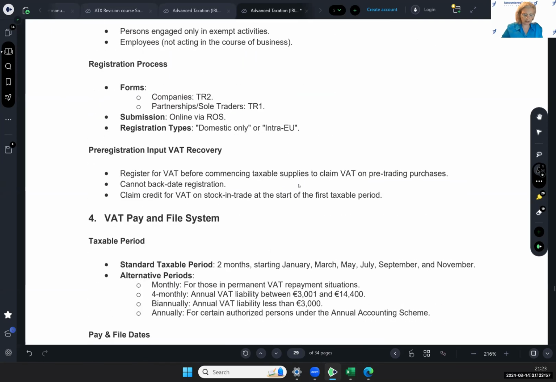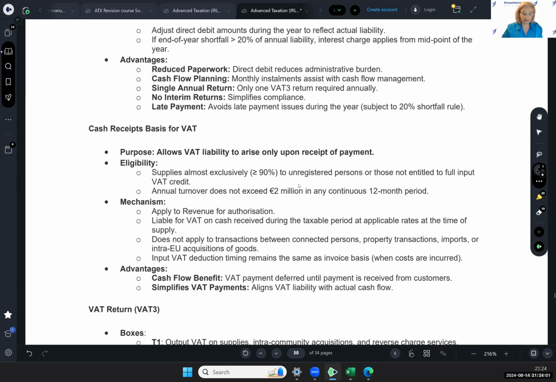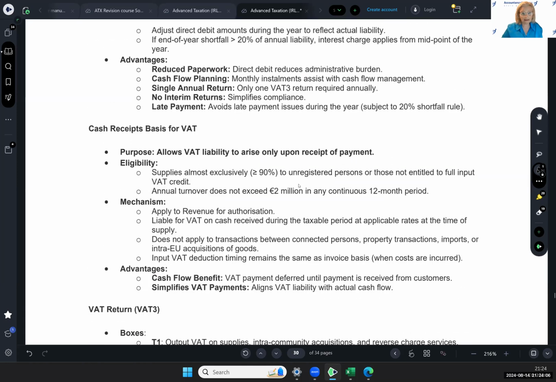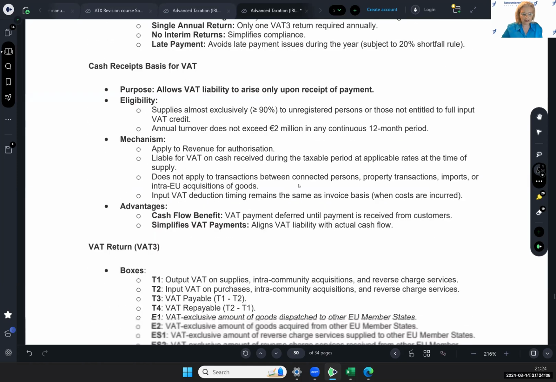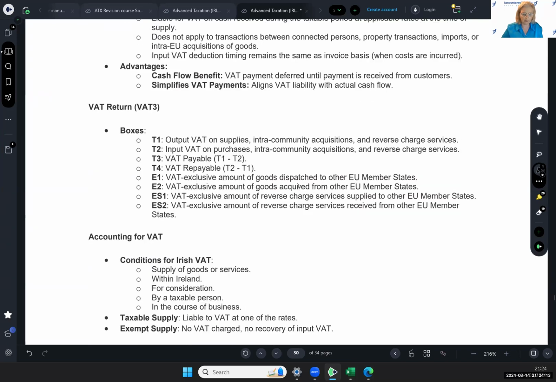Thresholds there, I'm not going to spend any time on that. Your VAT pay and file system. Be surprised that the annual accounting scheme and the cash receipts basis can come up in the advanced tax paper. So there's some notes there for you to go and have a look at, to remind yourselves what they were.